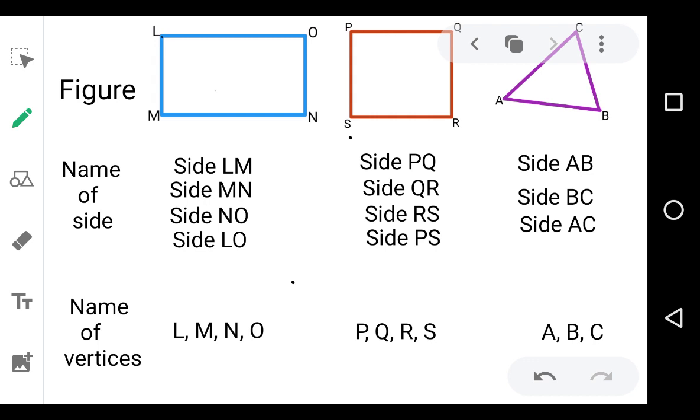Now we see the names of the vertices. First see the rectangle. L, M, N and O are the vertices of the rectangle and P, Q, R, S are the vertices of the square. A, B, C are the vertices of the triangle. So in this video what did we learn? We learned about vertex and side. Here we complete the first chapter, that is geometrical figure. Okay.